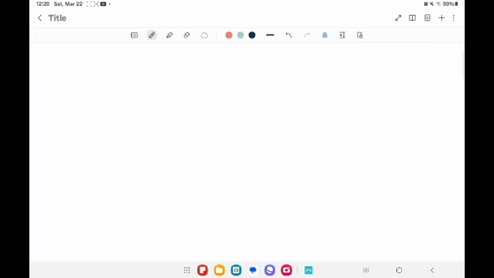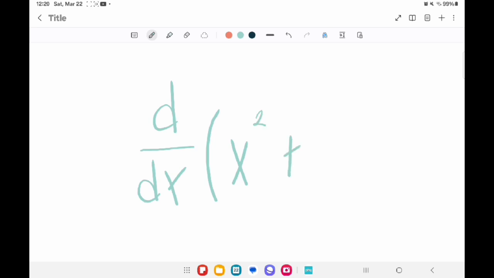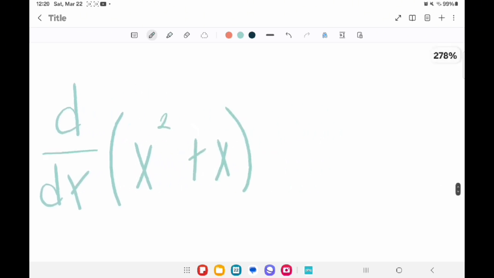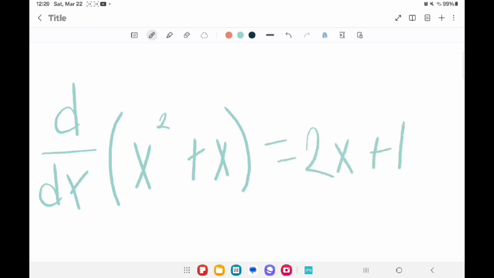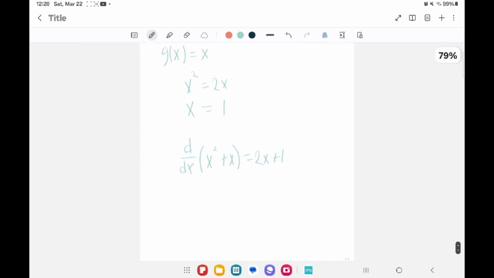Now we need to differentiate each term like what we did in the first example. So the derivative of x squared is 2x and the derivative of x is 1. So we get the final answer: d over dx of x squared plus x equals 2x plus 1. So that we get the final answer.